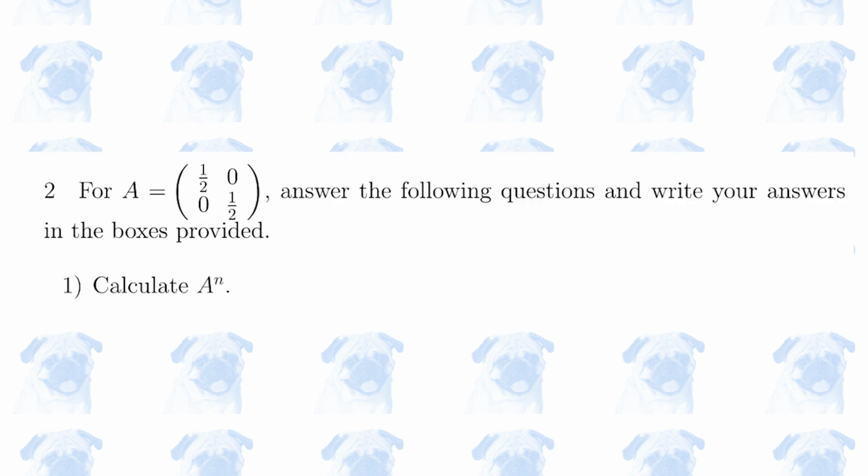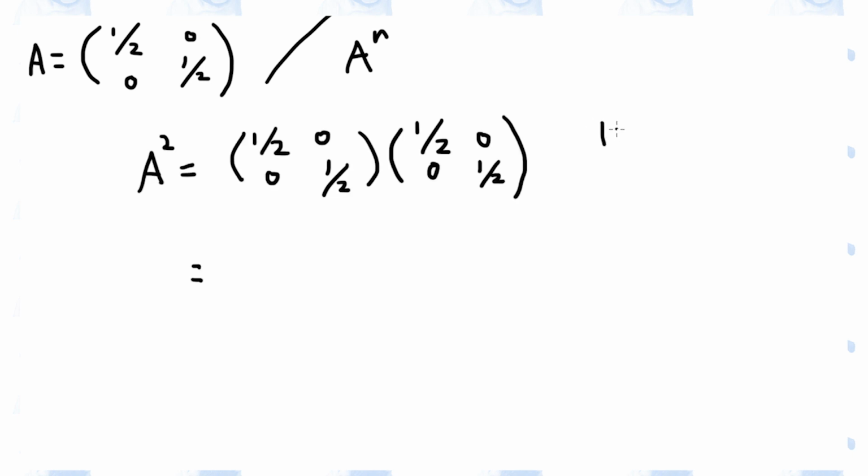Section 2, number 1. In this question, we're given a matrix and we need to express a raised to the nth power. So first of all, let's see what happens when a is squared. So we start with first row, first column. 1/2 times 1/2 is 1/4. 1/2 times 0 is 0.